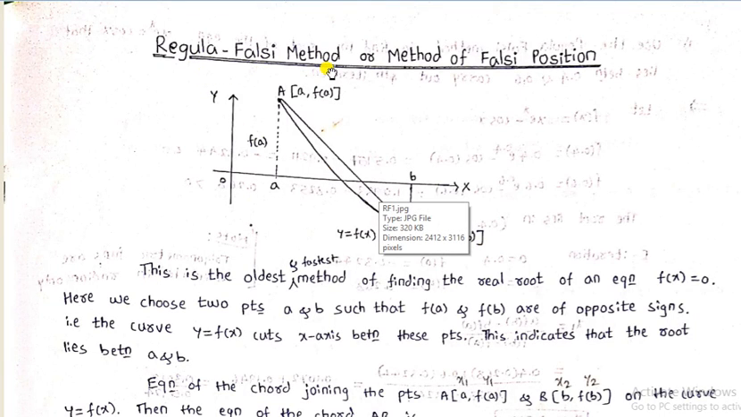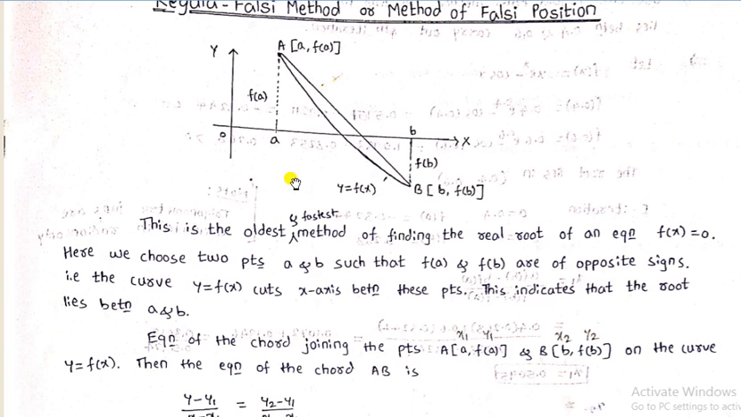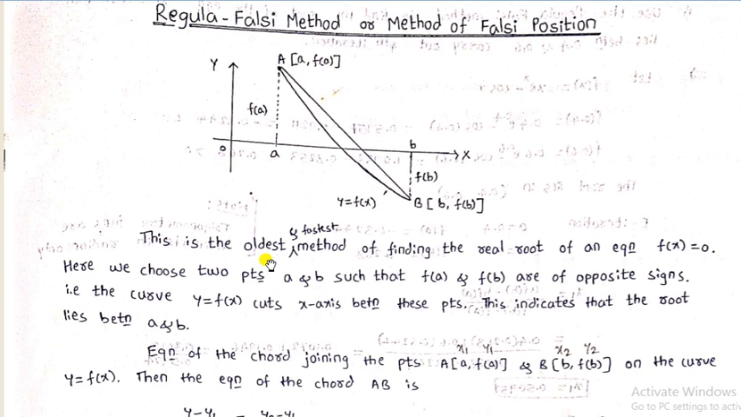Regula Falsi method, or it is also called method of false position. So here, the Regula Falsi method is the oldest and fastest method to find the real root of the equation. So here also we require one positive value and another negative value. So f of a is a positive value because it lies above the x axis, and f of b is a negative value because it lies below the x axis.